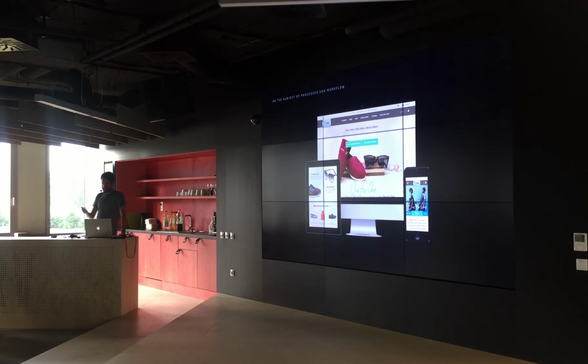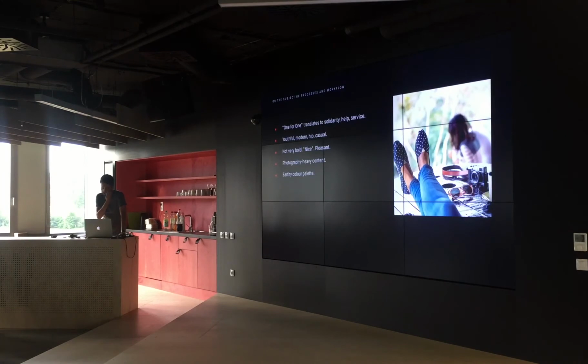So, yeah, once you start looking into what the brand stands for, you can more or less go into some sort of list of things that you can try and cover. So, for instance, the one-for-one concept translates into something about service, about help, solidarity, so on. The style of the shoes is probably more seen as something kind of hip or youthful, modern, casual probably. It's not very bold as a brand.